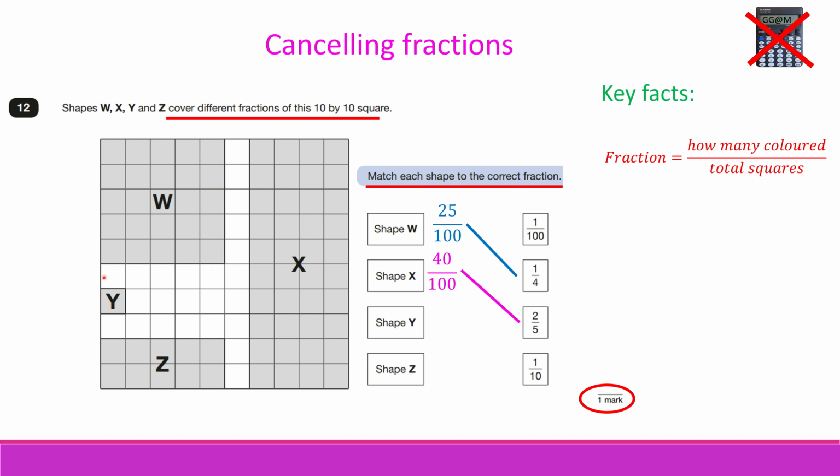Shape Y is this little square over here on the left, all on its own, and we've got 1 square out of the total number of squares, which is 100, so that is this top one here, just 1 out of 100. Which means the last one has got to be 1 over 10, but we're going to check that it's correct. Shape Z is 1, 2, 3, 4, 5 along the bottom and 2 up. 5 times 2 is 10, so we've got 10 over 100. They've both got a 0 on the end, so I can divide both numbers by 10. Getting rid of both the zeros leaves me with 1 over 10, which is the correct answer. Give yourself a big tick if you got those correct. Great work, well done.